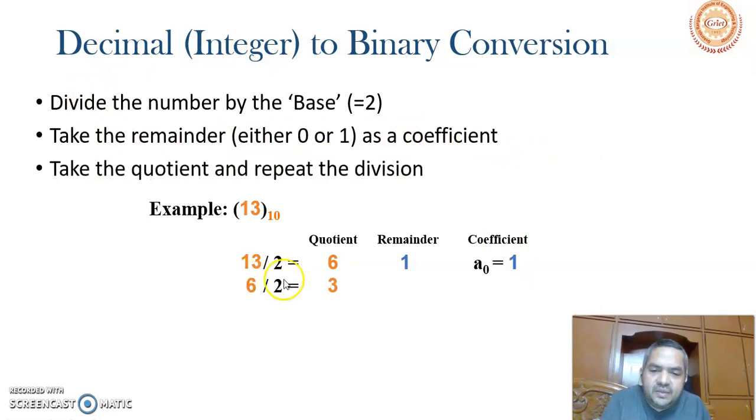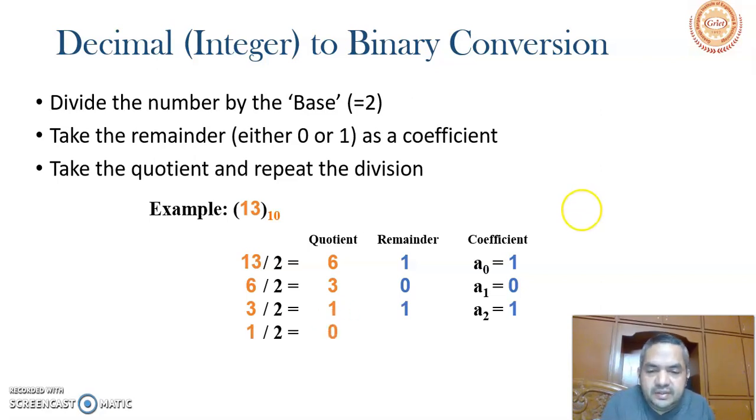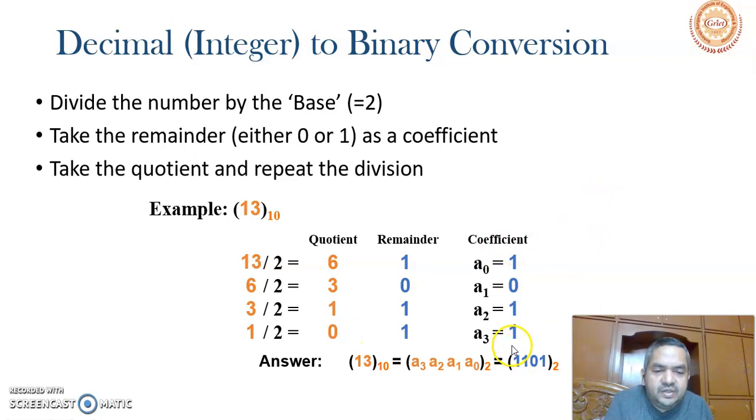Then take 6 and again divide by 2. I will get the quotient 3, and the remainder is 0, so the coefficient will be 0. Similarly, divide 3 by 2: I get quotient 1 and remainder 1. Then take 1 and divide by 2, and I will get 0. Take the quotient and repeat the division until the value is 0, and I will get some remainders. Now take these in the reverse manner. 1101 will be the equivalent binary number.